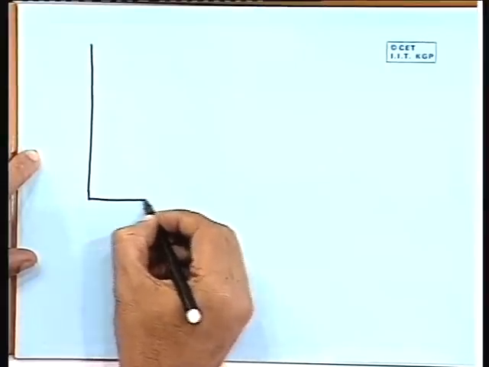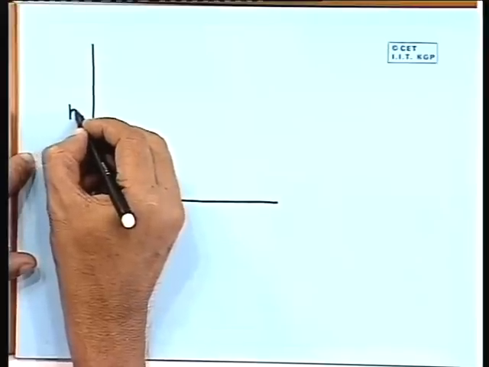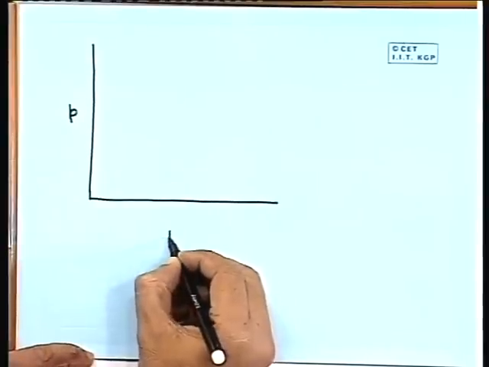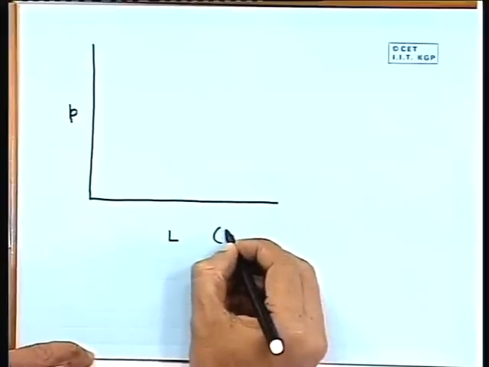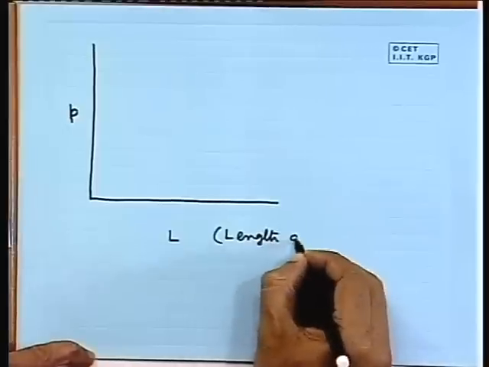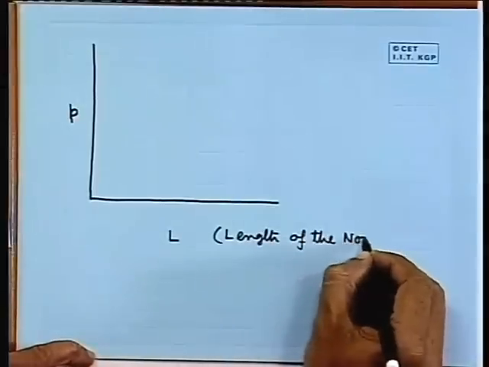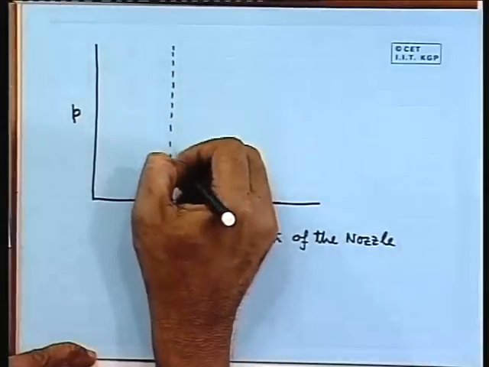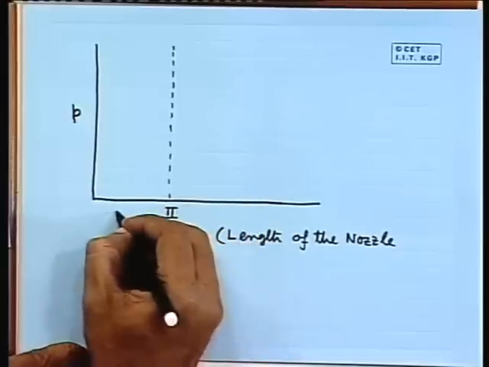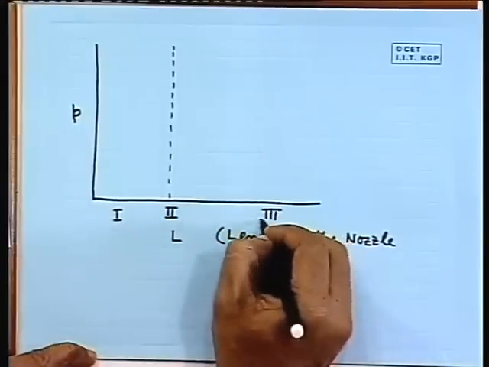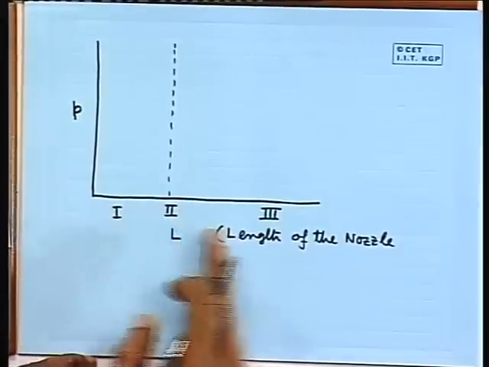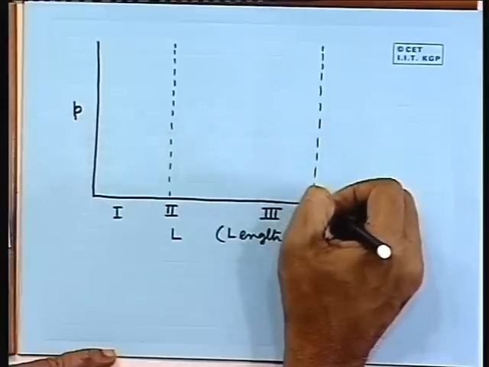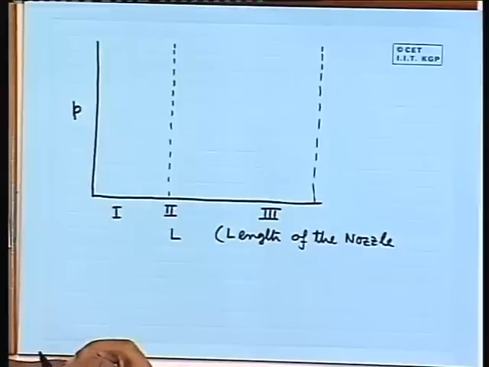If we represent it graphically, let us say this side we are representing pressure and this is the length of the nozzle L. So, let us say this is 2, this is 1 and this is 3. So, convergent section, throat and divergent section. And let us say this is the exit plane where the pressure is back pressure.